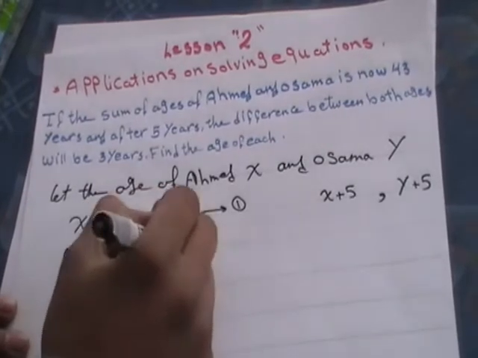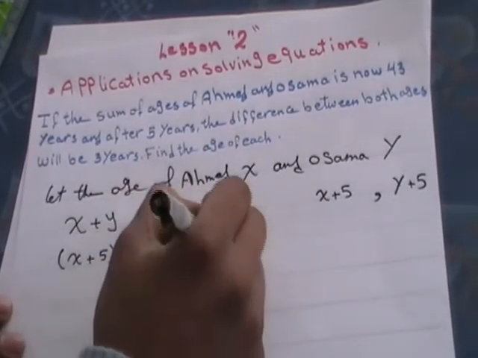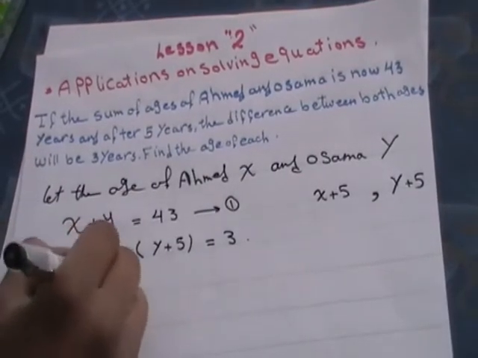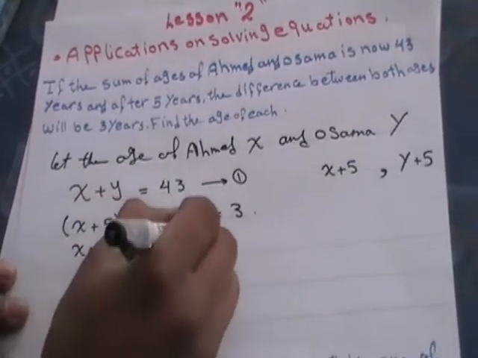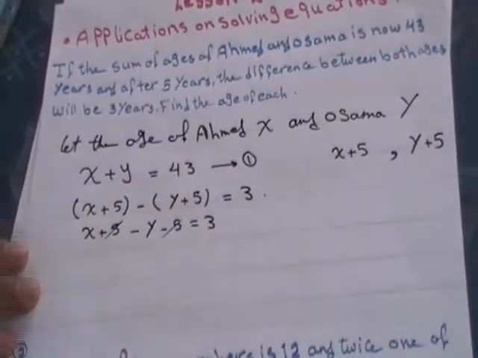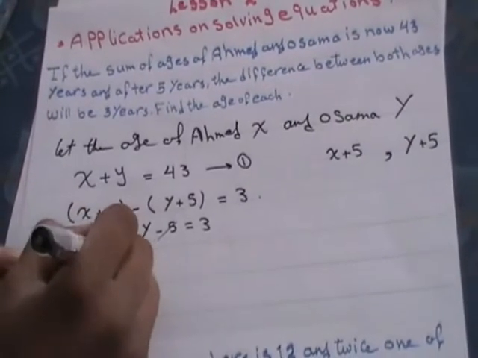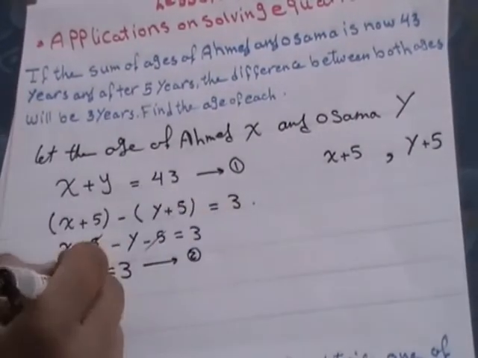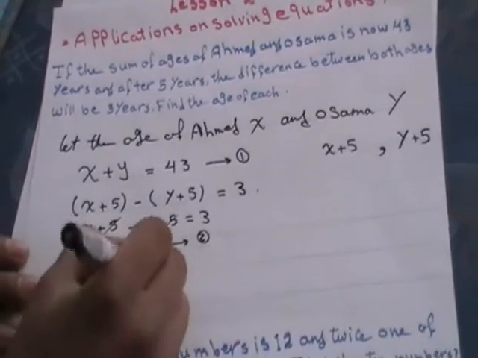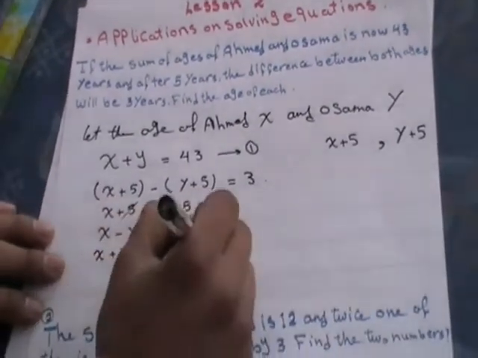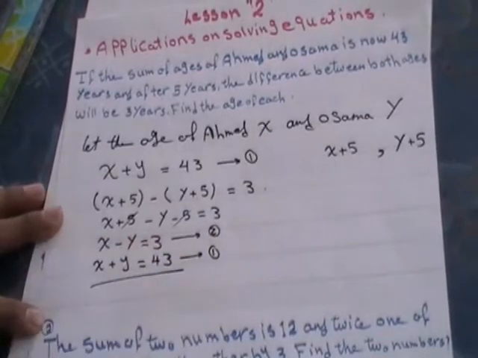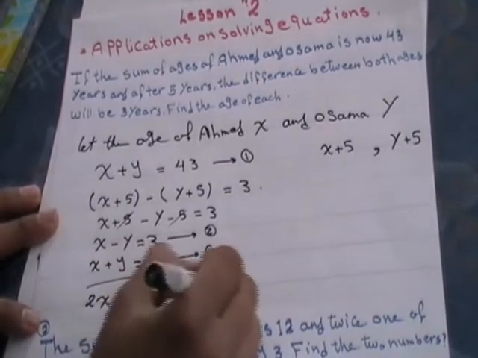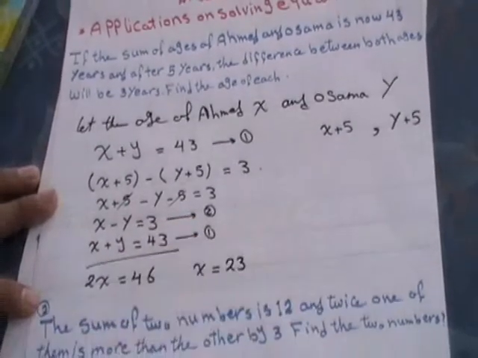minus the age of Osama after 5 years will be 3 years. So you will have x plus 5 minus y minus 5 equals 3. The 5 will cancel with negative 5, so the equation will be x minus y equals 3, and this is the second equation, number 2. The first equation is x plus y equals 43. If you add the two equations together, you will get rid of y. So you will have 2x equals 46, and x will be 23.